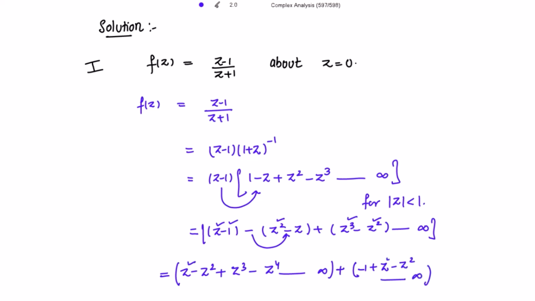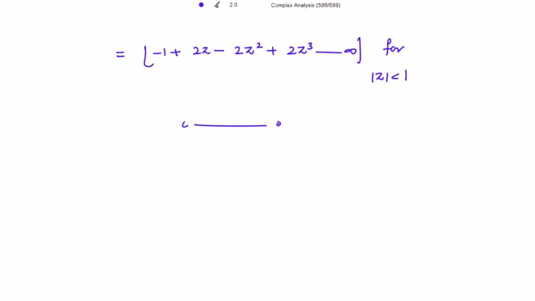So z and z becomes 2z. We also have minus 1 here, and then minus z^2, that is minus 2z^2, right? So this is further equal to -1 + 2z - 2z^2 + 2z^3 and so on, for |z| strictly less than 1, right? So here ends the first part.